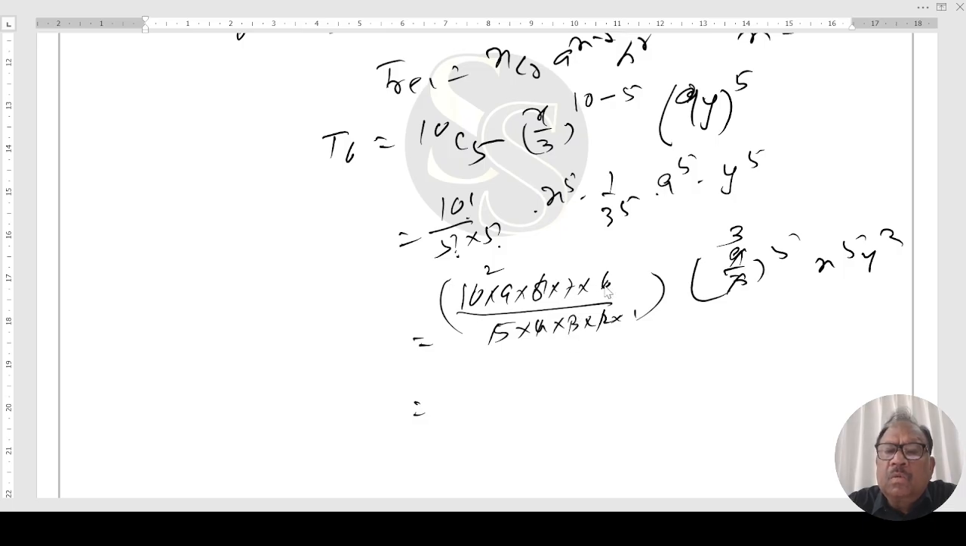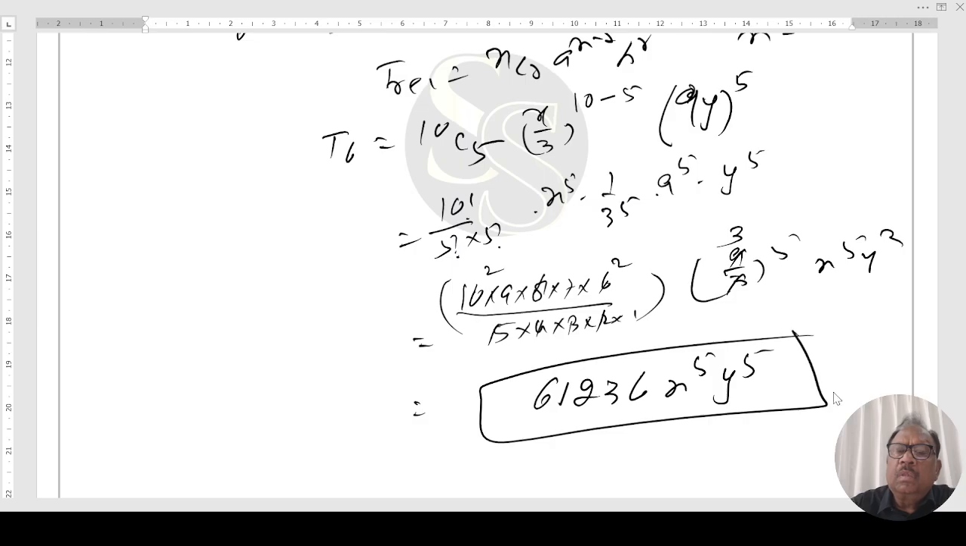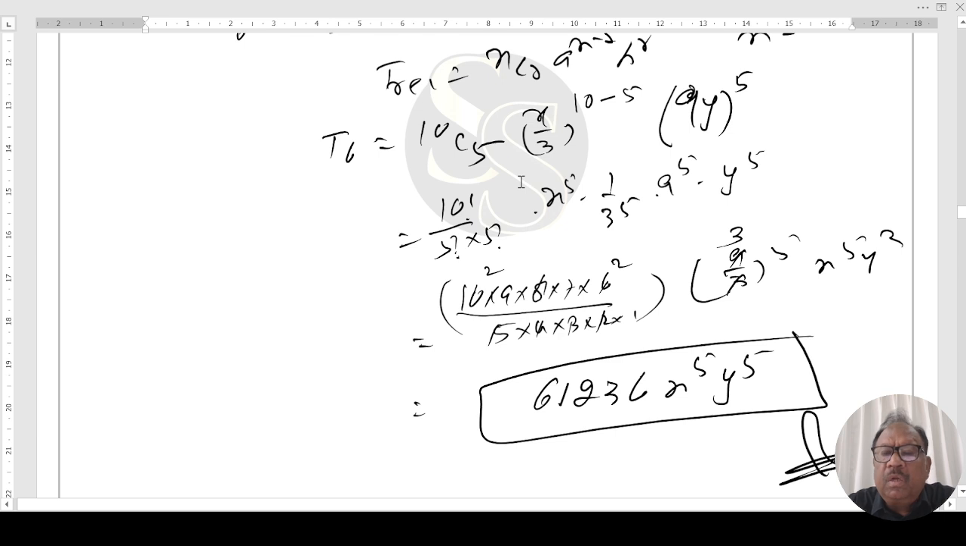On simplification, this comes out to be 6, 1, 2, 3, 6, x to the power 5, y to the power 5. That is the answer. Right? All the cases have been discussed when n is even and when n is odd. Right? Next question.